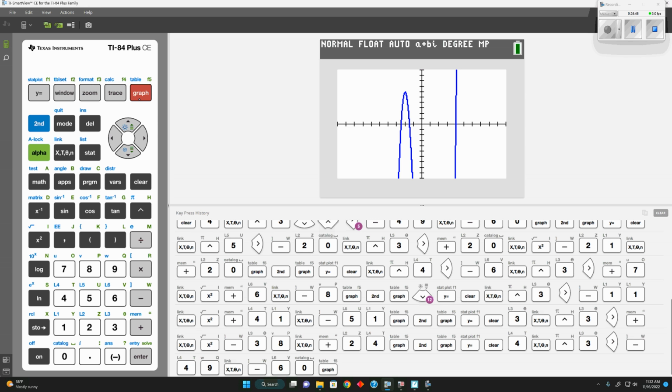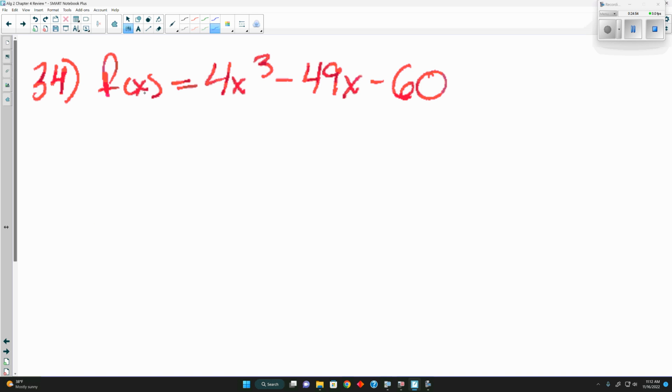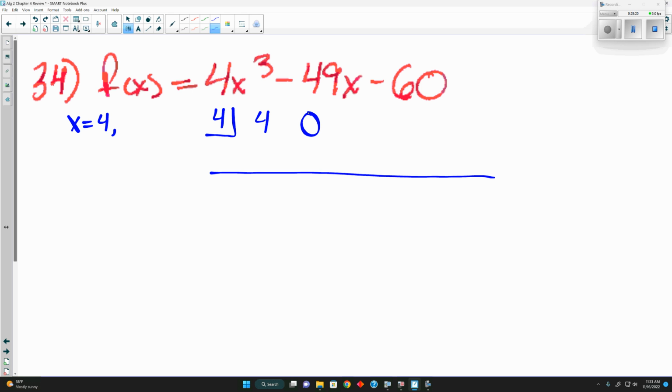Now we do see that at 4 we do get a value of 0. So we can use it. There were two other places that it crossed, but they weren't at nice numbers, so we're either going to get rational or irrational solutions. Now, here we can use 4 and set this up. And going across the top, we would have 4 for x to the third. Do we have an x squared term? No, so it would be 0. We'd have negative 49 for x and then negative 60.